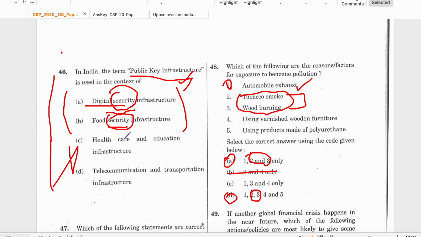Now question number 48, it's interesting. Which of the following are the reasons, factors for exposure to benzene pollution? Now this logic I have applied in the exam environment. It's a fantastic logic. First is automobile exhaust. Second is tobacco smoke. Third is wood burning. Fourth is using varnished wooden furniture. Fifth is using products made of polyurethane. Now there is no need to know about polyurethane and such.